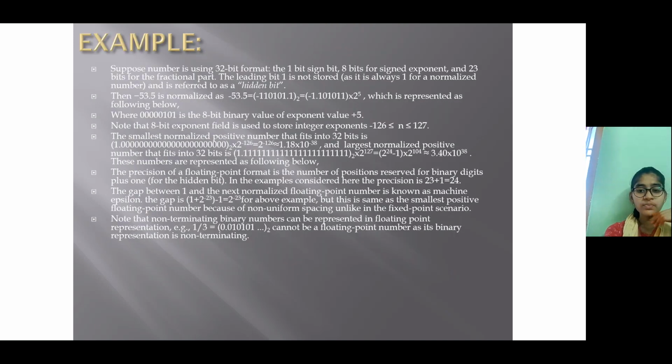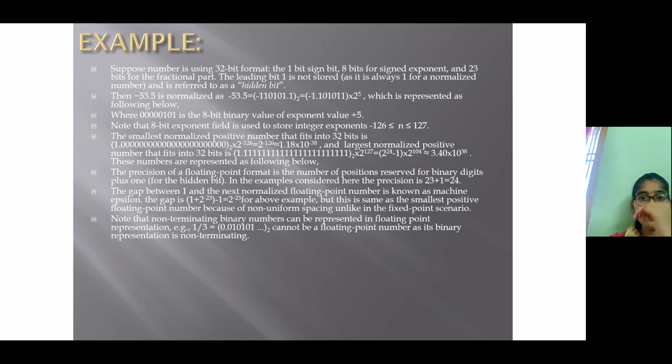So let's see an example of floating point representation. Suppose a number is using the 32-bit format: 1 sign bit, 8 bits for a signed exponent, and 23 bits for the fractional part. This leading bit 1 is not stored as it is always 1 for a normalized number, and is referred to as the hidden bit. It is the sign bit. Then minus 53.5 is normalized as minus 110101.1 in base 2, which is equal to minus 1.101011 times 2 to the power 5, which is represented as follows.